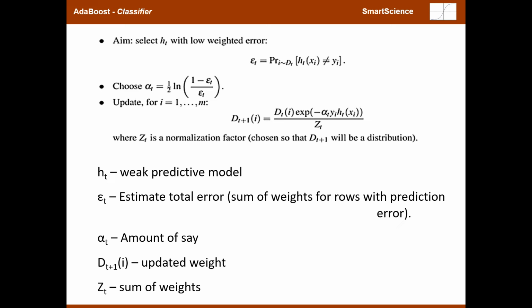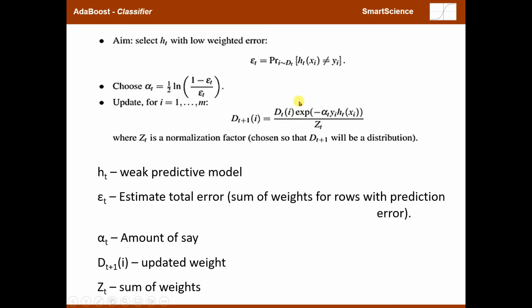Why? Because when our prediction is correct, yi will be equal to 1 and h of xi, the prediction of our model, also will be 1, or vice versa: yi equals minus 1 and our prediction is also minus 1. So when you multiply it, it will be 1. And the exponential, if our prediction is correct, will become exponential of minus alpha. And if our prediction is wrong, this term will be 0 and exponential of 0 will be 1.